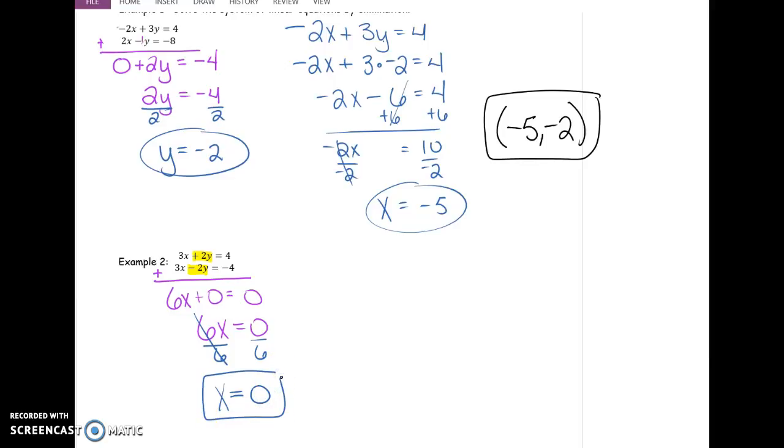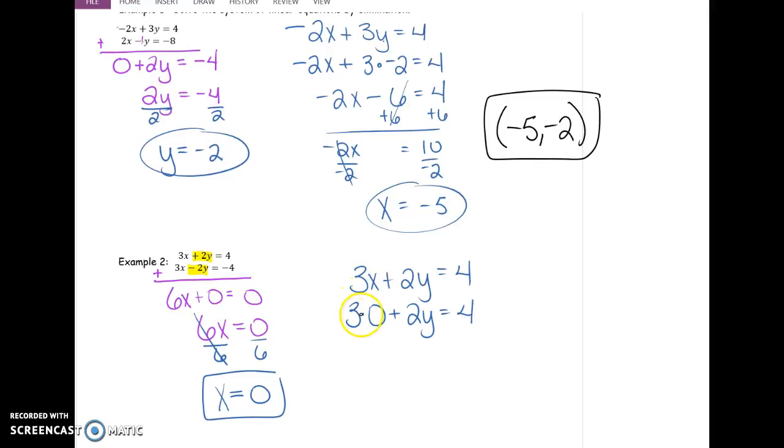Now that we know that x is 0, we can plug that 0 into one of our equations. When I look at these two equations, I see that the top equation, 3x plus 2y equals 4, is all positive numbers. That's good. So 3x plus 2y equals 4. Plug that 0 in to the x. 3 times 0 plus 2y equals 4.